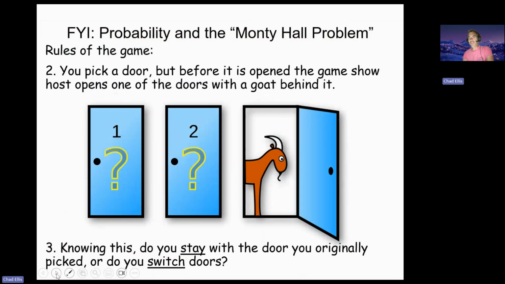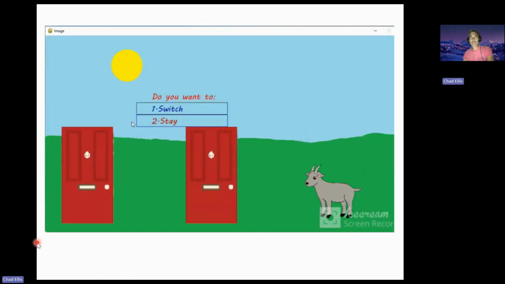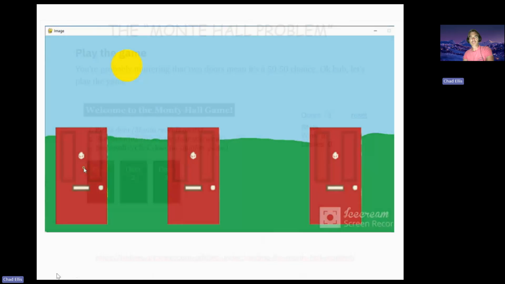You might want to pause the video right now and think about what you would do. You've picked 1 door. The host opens up another door to show you a goat. Do you stay with your initial pick, say door 1, or do you move to door 2, or does it matter? Here's just a little cartoon: you pick 1 door, you're shown a goat behind the 3rd door. Do you switch, or do you stay with your original pick?